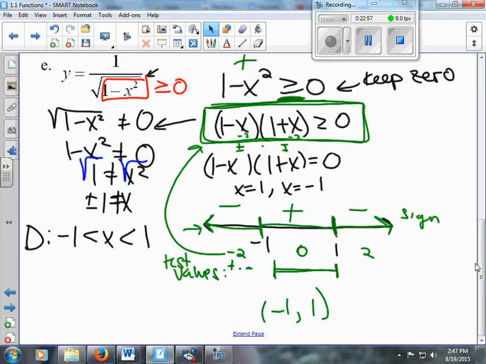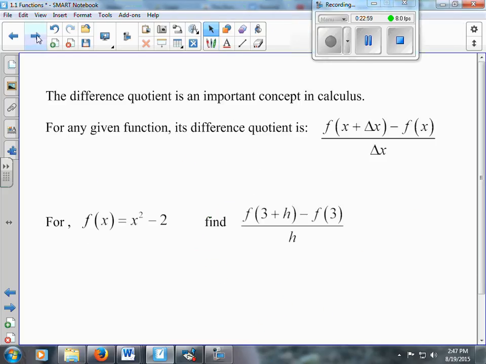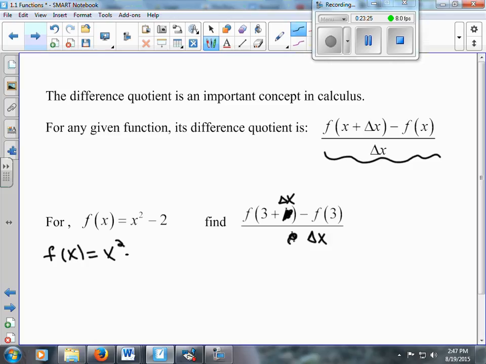All right. I believe, oh, we have one more thing. Difference quotient. Okay, so the difference quotient is a little bit tricky, but it is an important concept in calculus. This is the difference quotient right here. And I'm going to change this problem to 3 plus delta x minus f of 3 divided by delta x. Okay. And this is the only example I have. But notice f of x here is x squared minus 2. And what I want you to find is whatever this is. This is the difference quotient.